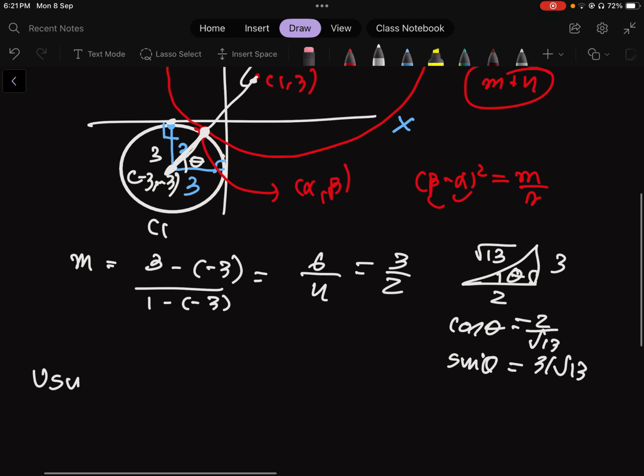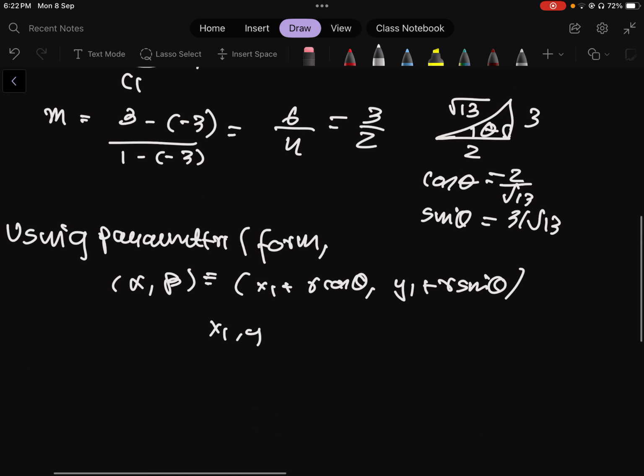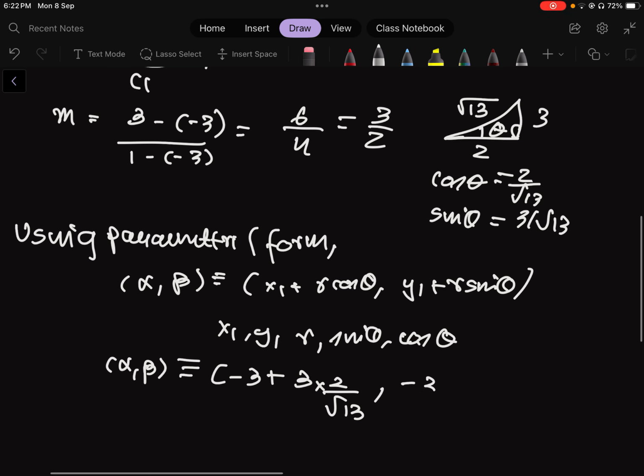Now, using the parametric form of a straight line, right? We know that any point on the straight line, alpha comma beta, has to be of the form x1 plus r cos theta, comma y1 plus r sin theta. And in this case, we know x1, we know y1, we know r, we know sin theta, we know cos theta. We can literally just find alpha comma beta straight away. So our alpha is going to be x1, which is minus 3, plus r, which is 3, into cos theta, which is 2 by root 13. And your beta is going to be minus 3 plus 3 into 3 by root 13.